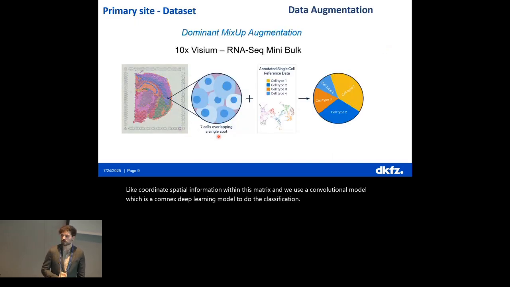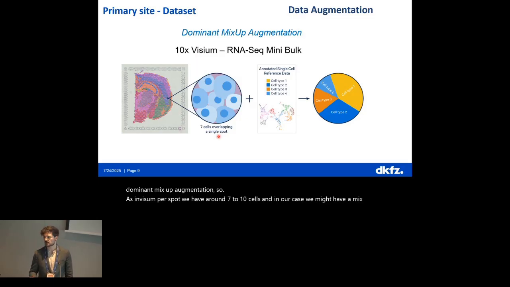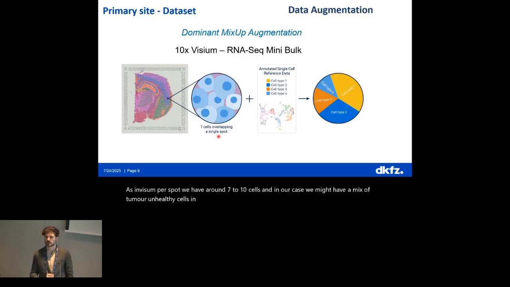And apart from that, we do some data augmentation. The most important one is the mixup augmentation with a little tweak that we have called dominant mixup augmentation. So as you know, in Visium per spot, we have around 7 to 10 cells. And in our case, we might have a mix of tumor and healthy cells in, for example, the boundary of the tumor. So we want to teach the model to be biased towards the cancer signature.